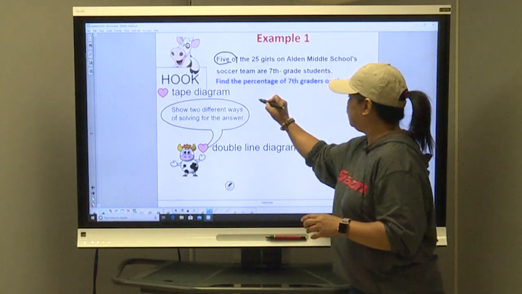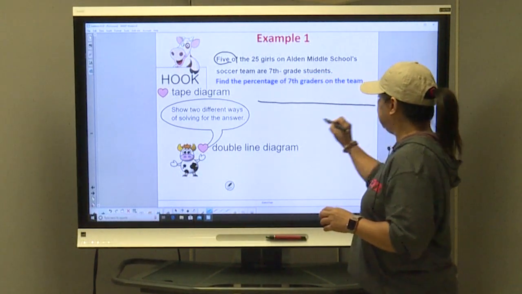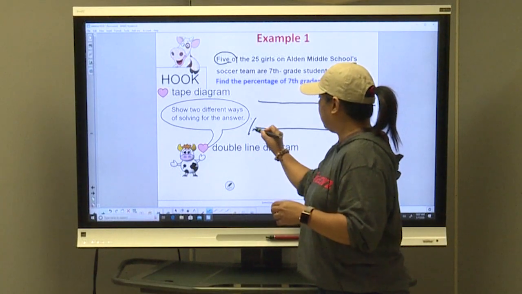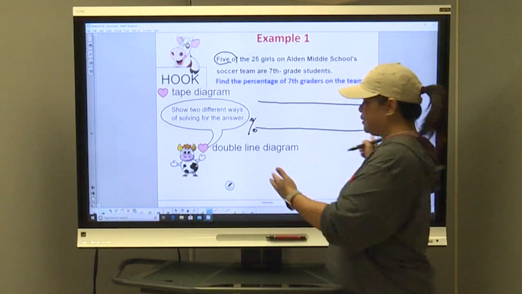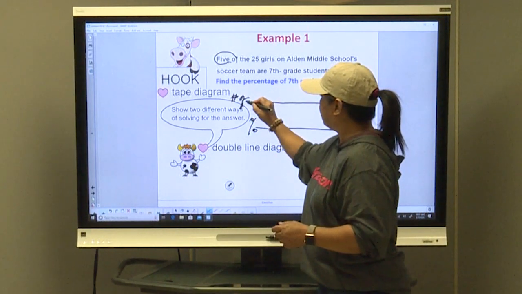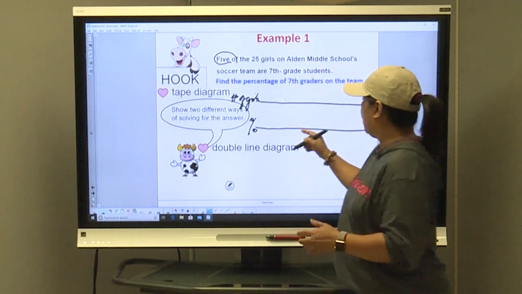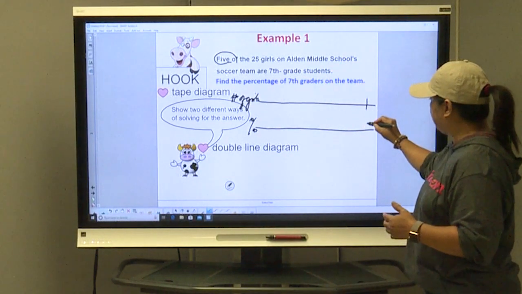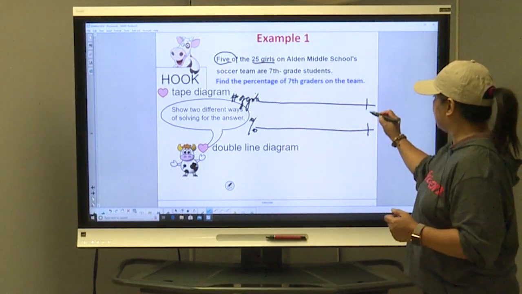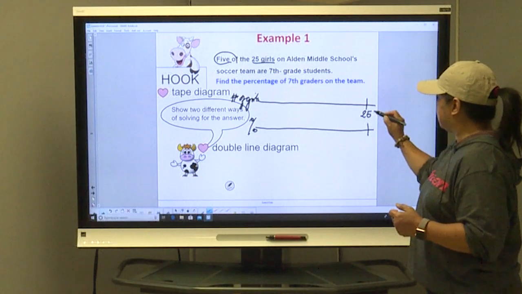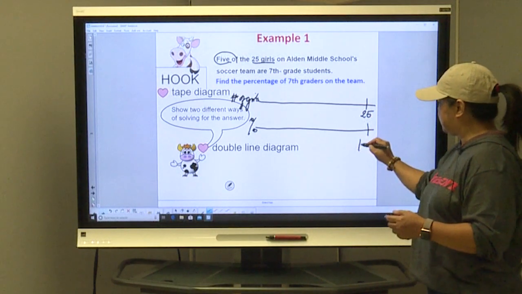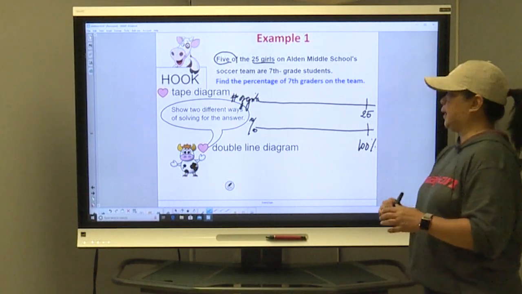Here. Double line. 1, 2 lines. Okay. So we'll just say 100%. This line, okay, this is the number of girls. On this side, what do we know? The whole thing is 25. So 25 is the total number of girls. That whole thing is represented as the 100%.